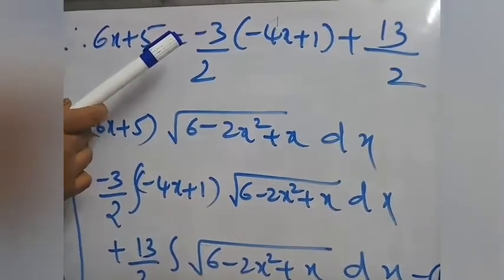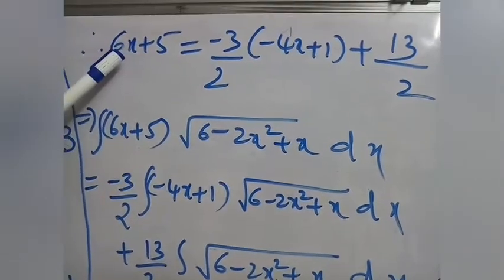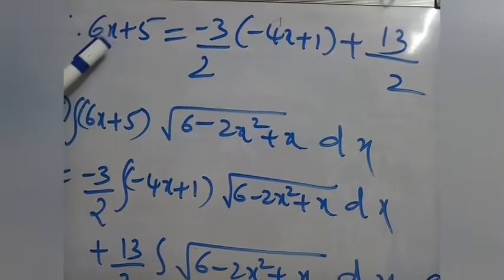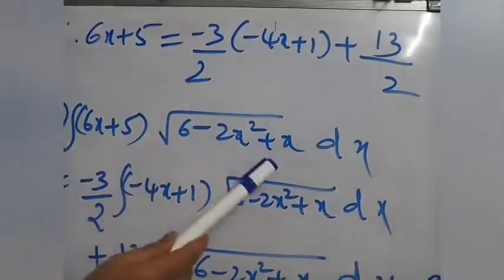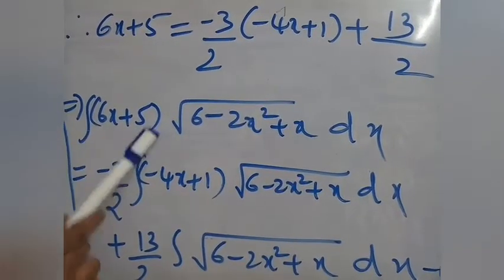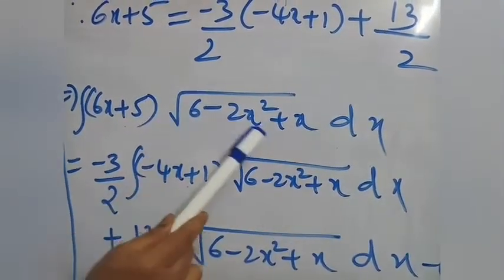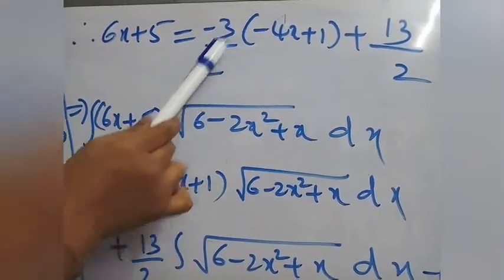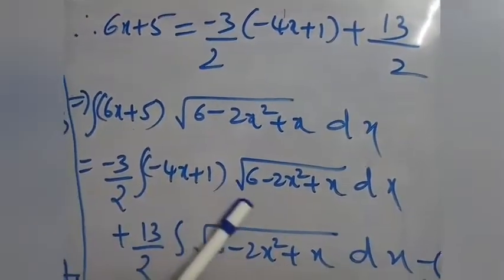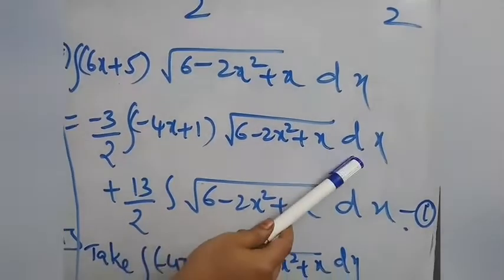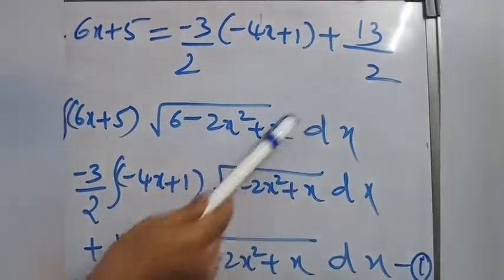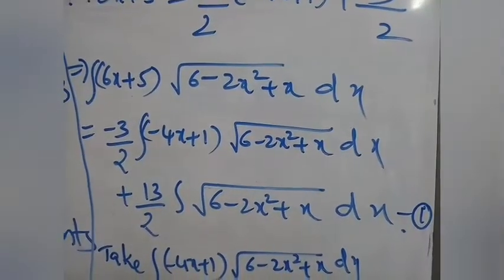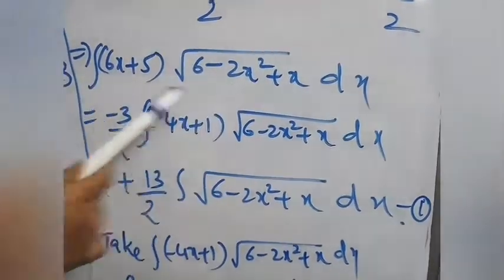Now after substituting, what we have in the question is into root of (6 minus 2x square plus x) term. So for each term we have to multiply with this term. So integration of (6x minus 5) into whatever the question is given, you have to multiply the term, which equals, on the right side also we have to multiply with the same term, that is minus 3 by 2 integration of this term into root of (6 minus 2x square plus x) into dx, plus again here 13 by 2 is there, 13 by 2 into integration of the same term into dx. Now by solving these two integrations, we can get the actual integration value.